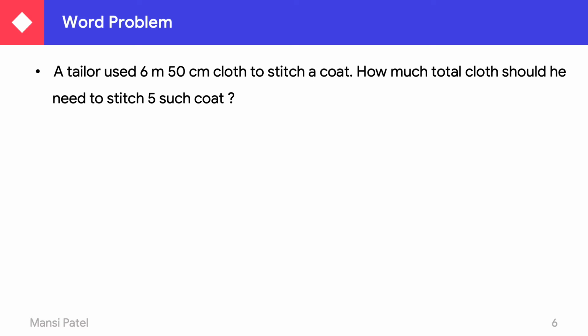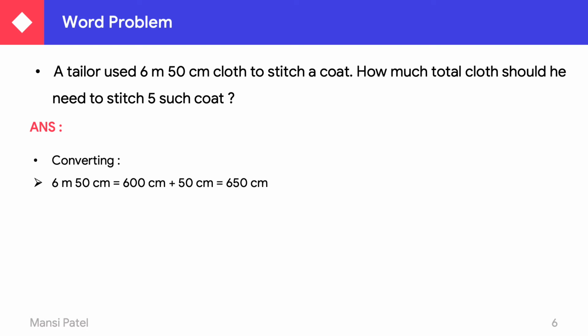Whenever in a word problem two different units of length are given, at that time you have to first convert everything into one unit only. So first we convert 6 meter and 50 centimeter. 6 meter becomes 600 centimeter plus 50 centimeter is equal to 650 centimeter.